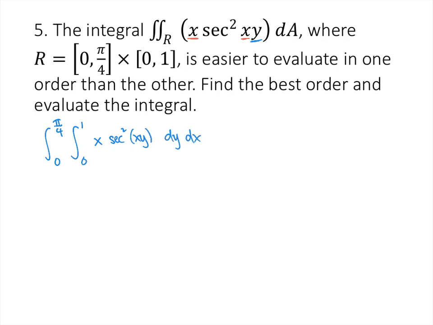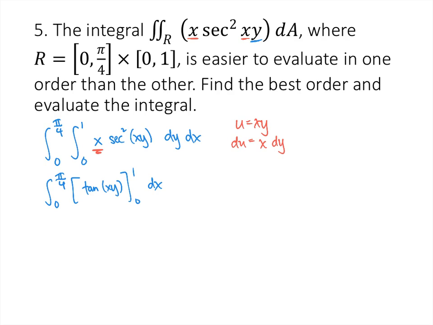Again, we're going to do a substitution, u equals xy. Since we're integrating with respect to y, this derivative is a partial derivative with respect to y. So that's going to be x dy. And hey, isn't that convenient? We happen to have a factor of x here to make that substitution work. So that's really just the secant squared of u, and the antiderivative of secant squared of u is tan of u. So that's the tangent of xy, evaluated from 0 to 1.